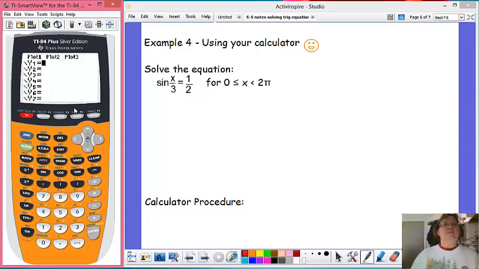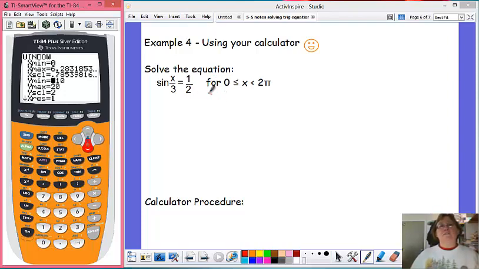And let's go to the y equals and let's put this guy in there. We want the sine of x divided by 3. But what we want to know about is when that's equal to 1/2. So on y2, I'm going to put in the horizontal line where y is 1/2. As far as a window, we need to be between 0 and 2 pi in x's. So 0, 2 pi, and I'll make it go by pi/4. It doesn't really matter about the scale, I don't think.